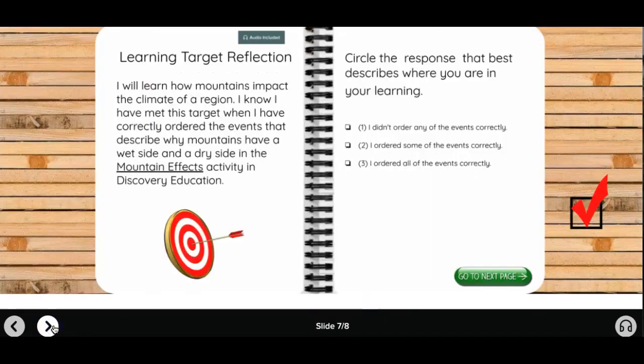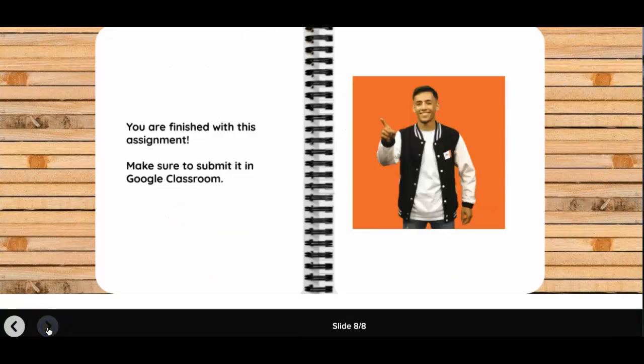And then lastly, you can come back and reflect on your learning target. Again, it has audio included, so you can hit the headphones to have it read to you. Instead of moving the check mark, you're going to actually circle the response in Pear Deck that best describes where you are in your learning. And then you are done.